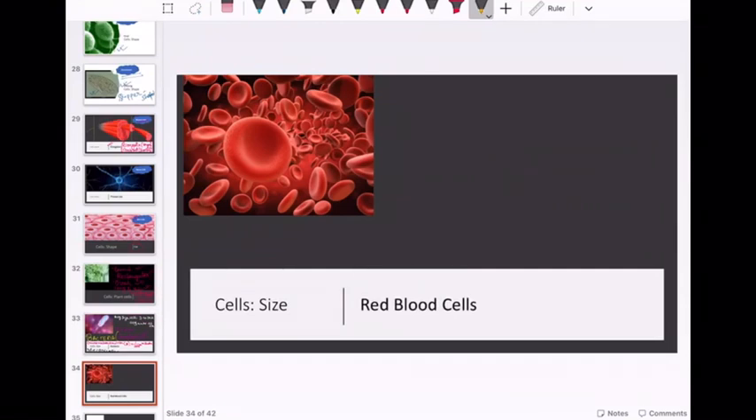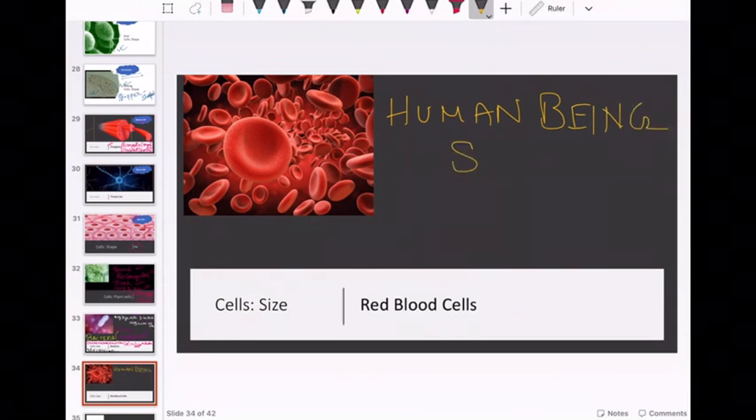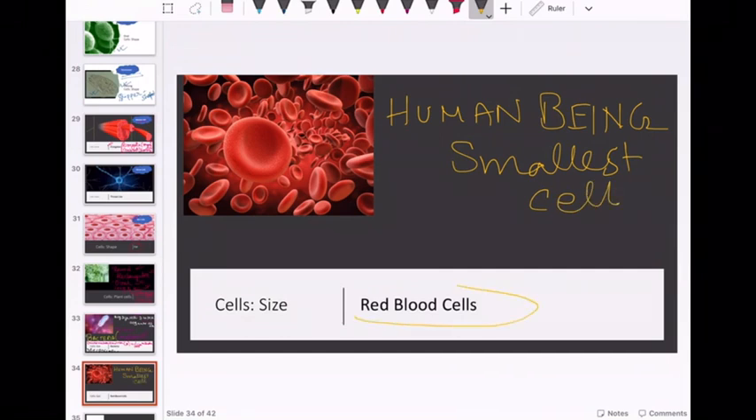And inside the body of a human being, the smallest cell is the red blood cell.